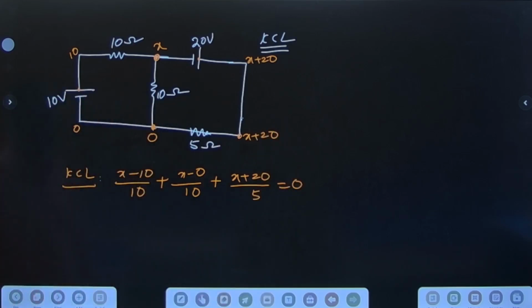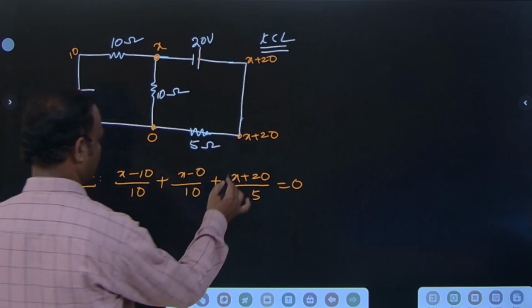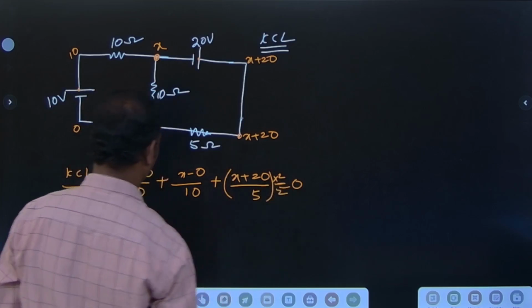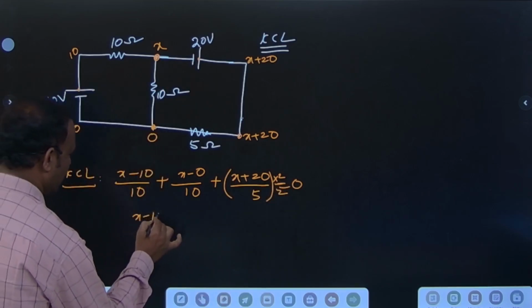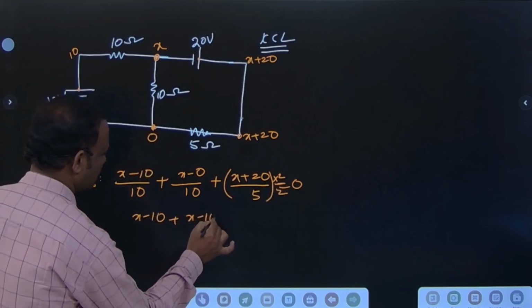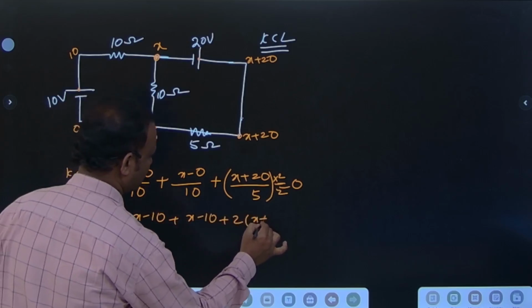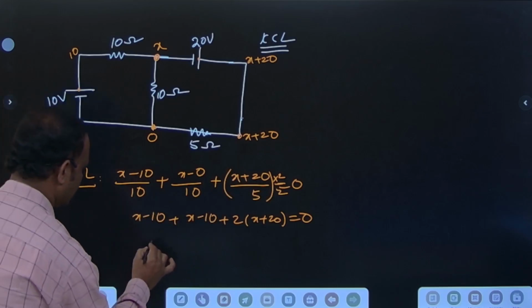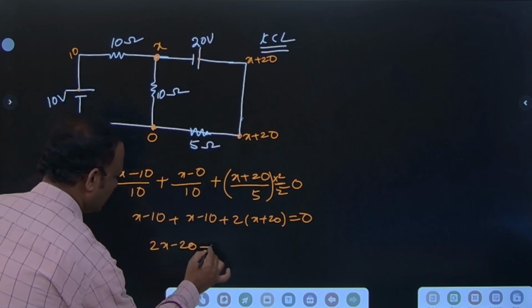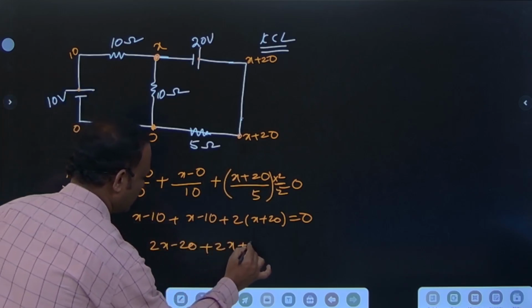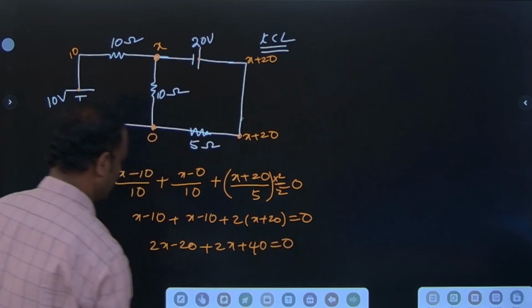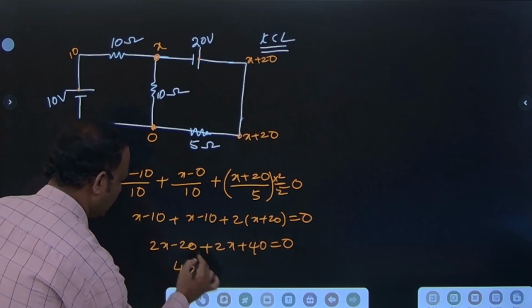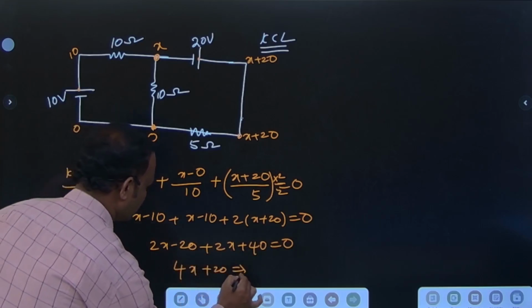So that is the method. To find the answer, you can go for the calculation. Multiply with 2. So this is what? x minus 10 plus 2 times of x plus 20 is equal to 0. So it's 2x minus 20 plus 2 times of 2x plus 40 is equal to 0. 2x plus 2x is 4x. So 40 minus 20 is plus 20, equal to 0.